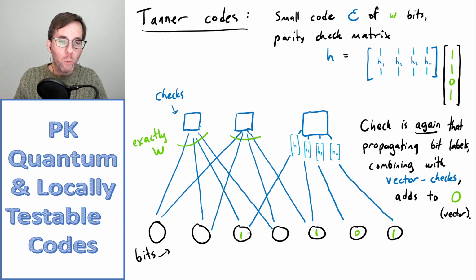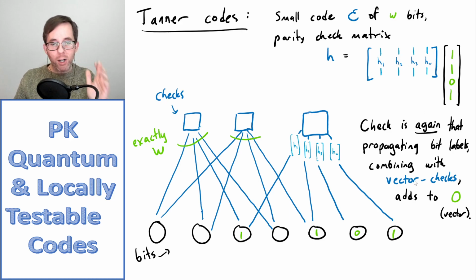So to say that 1 times H1 plus 1 times H2 plus 0 times H3 plus 1 times the last one, H4 or HW, is the all zeros vector, is really to say that 1, 1, 0, 1, when multiplied against this matrix gives you all 0. So it's really the same thing as saying that this 1, 1, 0, 1 satisfies all the parity checks that are these rows.